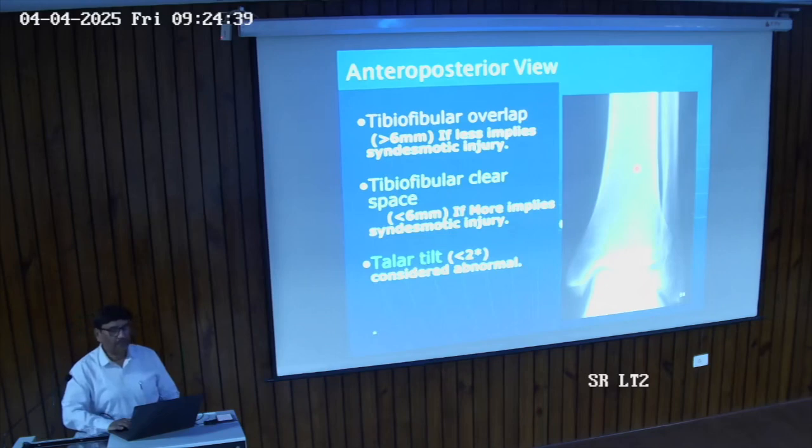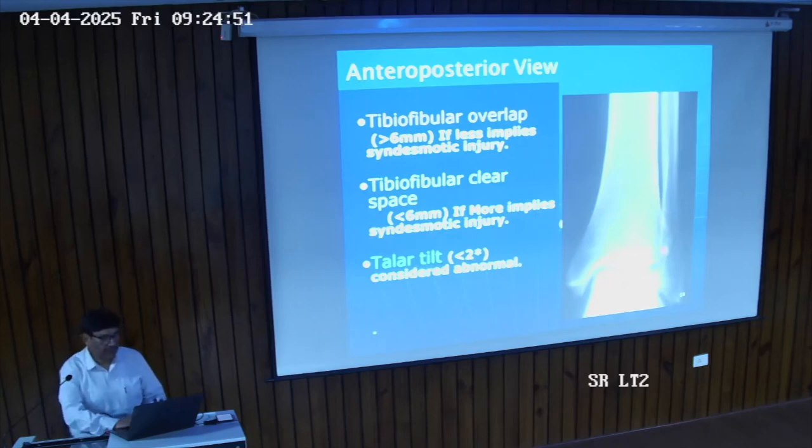Then what do you see on the AP view? Besides the tip of the lateral malleolus and the medial malleolus, you see the tibiofibular overlap. Now this tibia and this fibula, here there is an overlap. You must ensure that this overlap is a minimum of 6 mm. It should not be less than 6 mm. If it is more than 6 mm, it is normal. Then there is the tibiofibular clear space between the lateral side of the tibia and the medial aspect of the fibula. This is not visible in the AP view, but we will see it in the mortise view, where it should be clear.